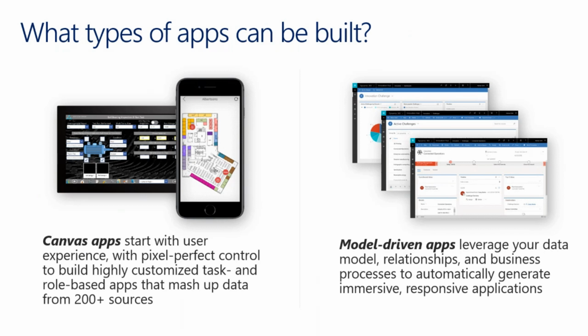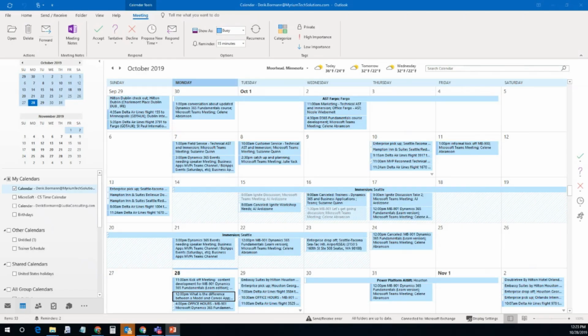Let me give you another example of this. One of the scenarios that we talk about with model versus Canvas apps is building for specific industries. So I'm going to exit out of here real quick, and I'm going to open up a specific application. Just give me one sec here.